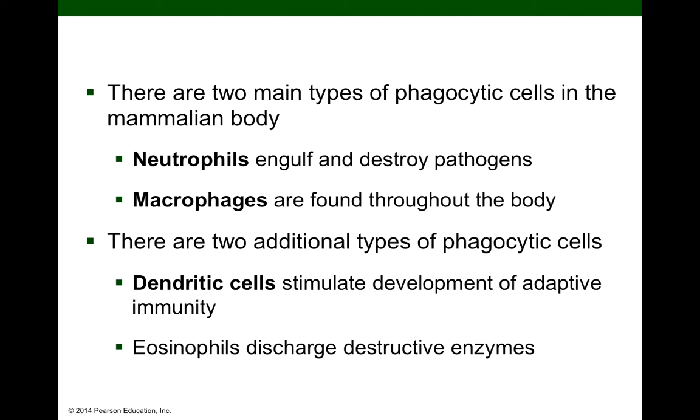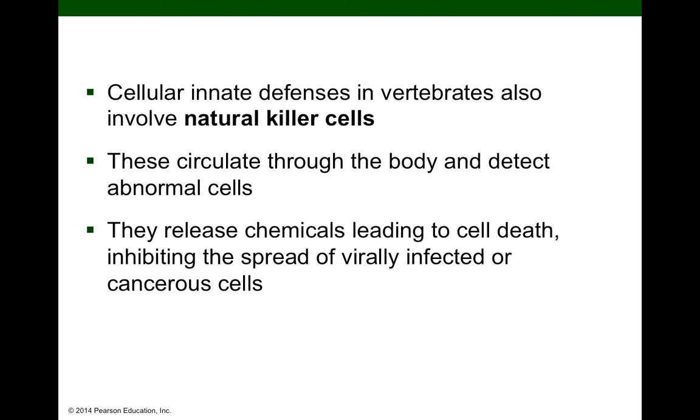Two other types of phagocytic cells are dendritic cells, which can activate the adaptive immune system and initiate specific responses, and that's for another video, and eosinophils, which defend against multicellular invaders like parasitic worms.